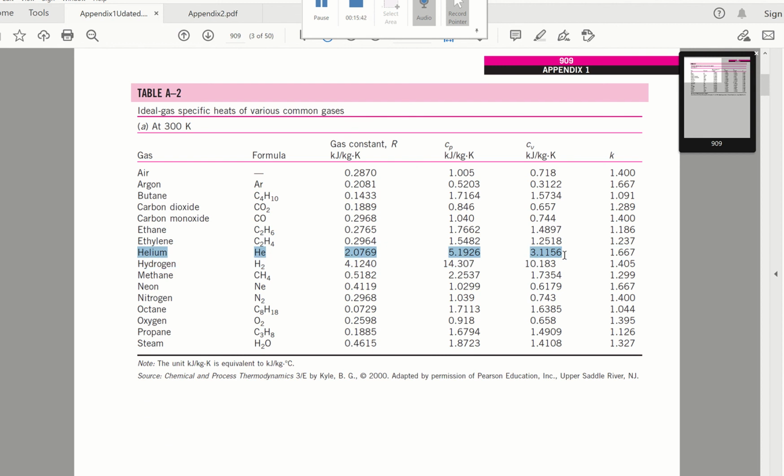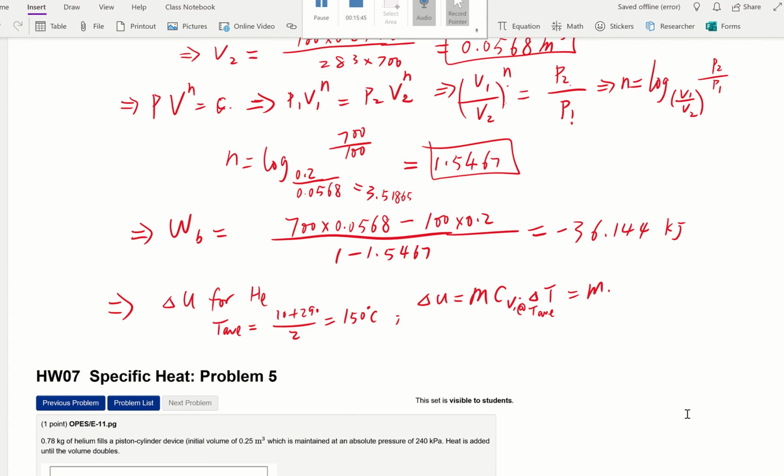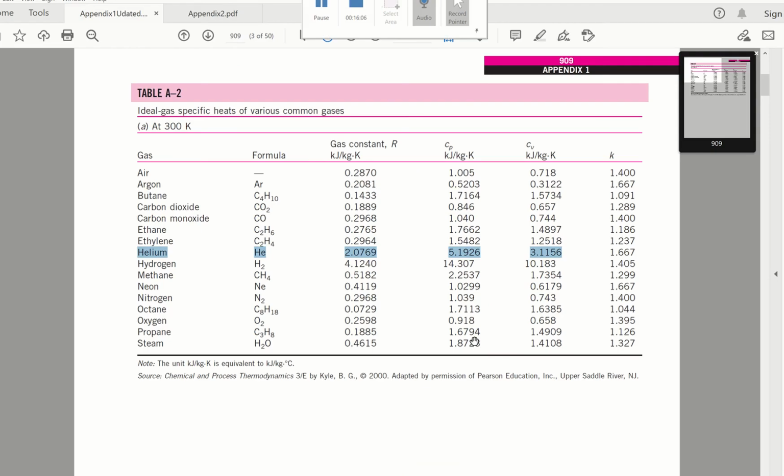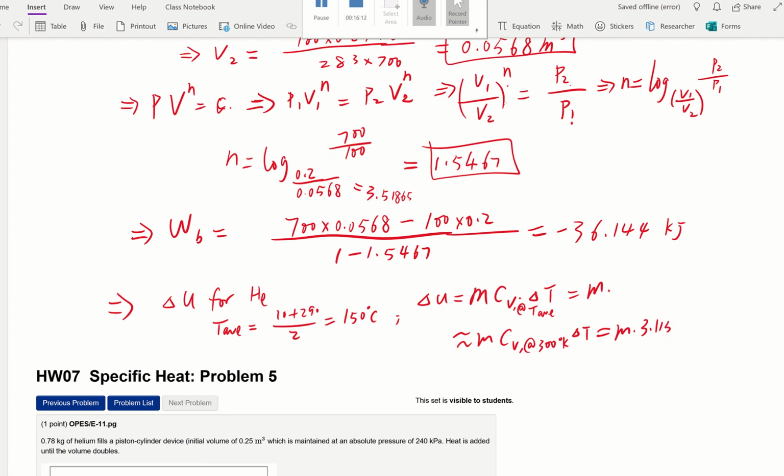So it's 3.1156. Okay. Here we realize we cannot do that, so we're going to do m CV at 300 Kelvin, times delta T. So that's equal to m, I forgot the value we said, 3.1156, then times delta T. Delta T will be 290 minus 10 degrees Celsius, and the temperature change in degrees Celsius and Kelvin is the same.